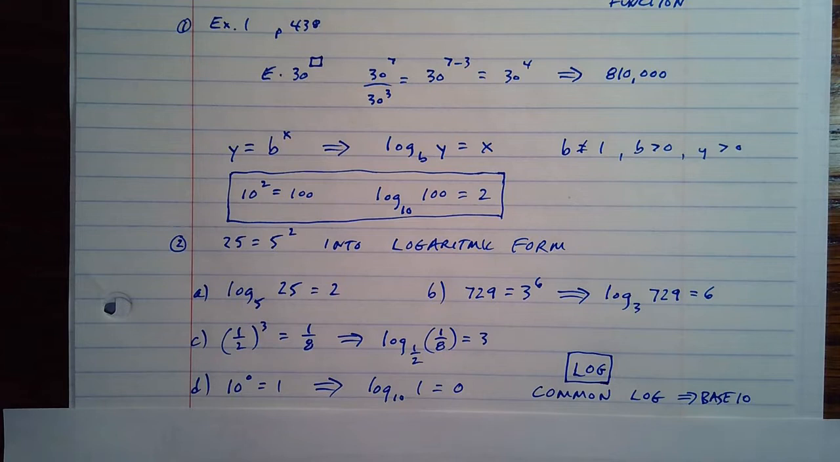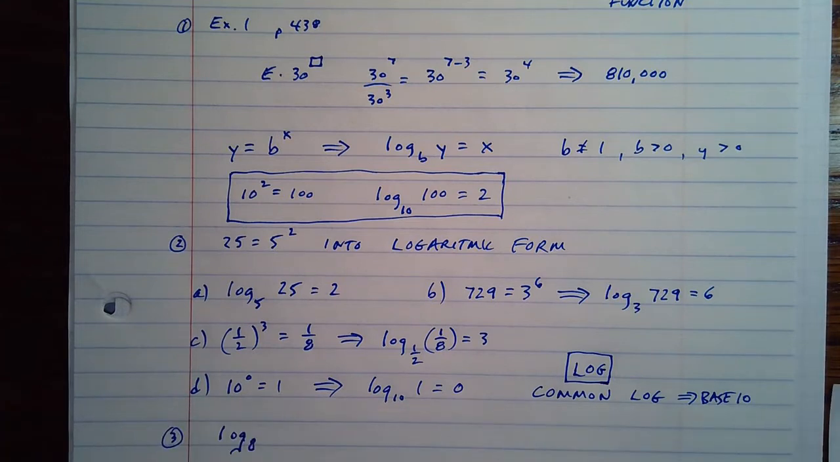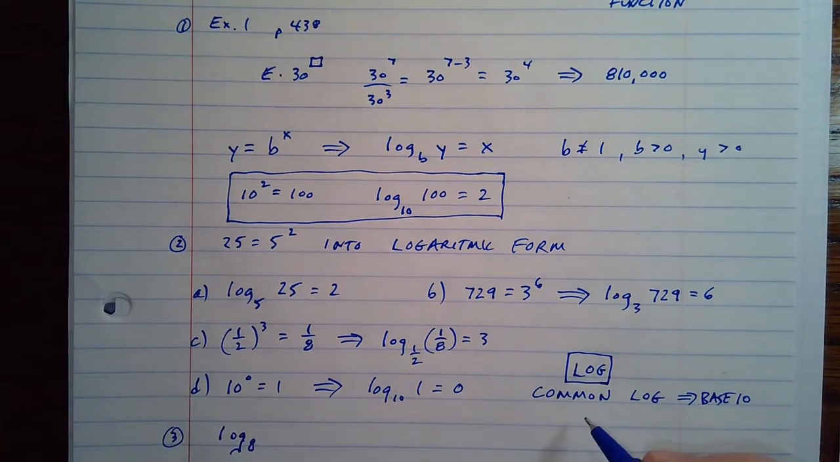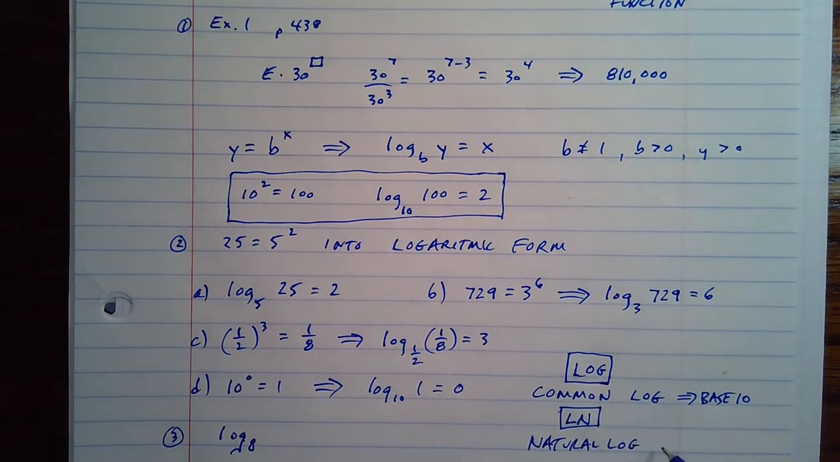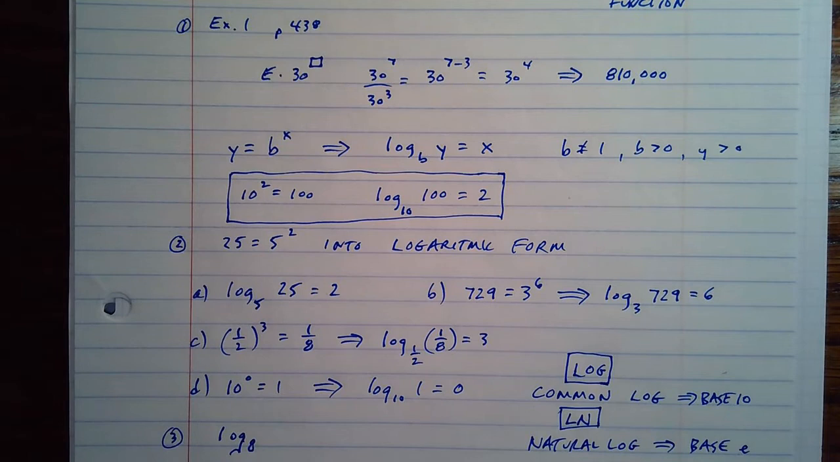You might be wondering, what is that ln right underneath it? And that ln is a natural log. We'll get that in a different lesson. And a natural log, that is base e. So if you remember that e number from Euler, that's where that's going to come into play.